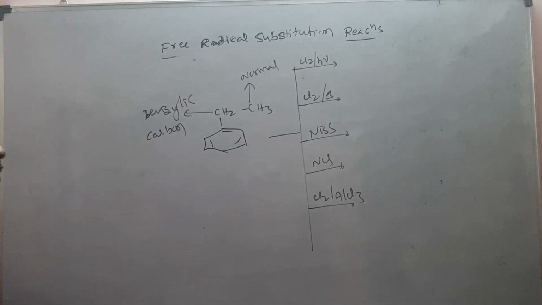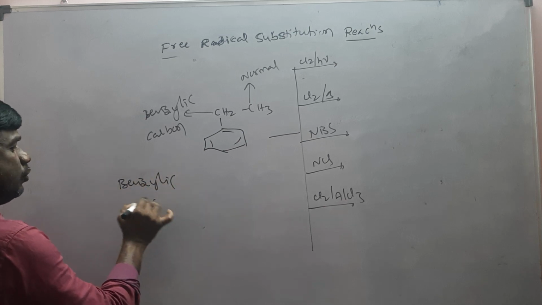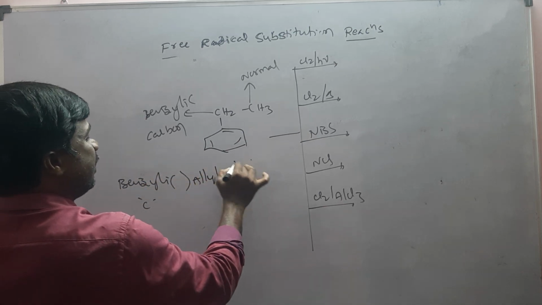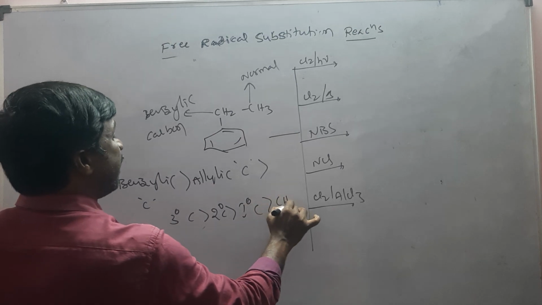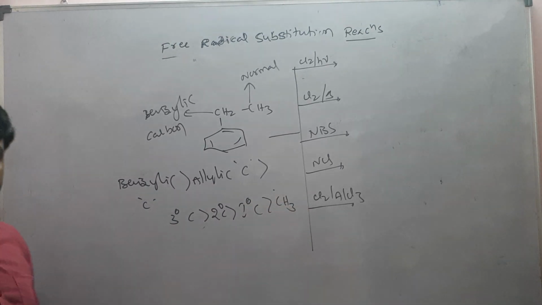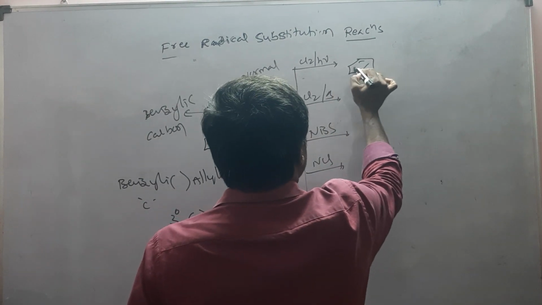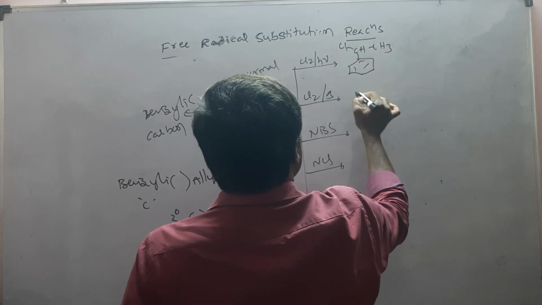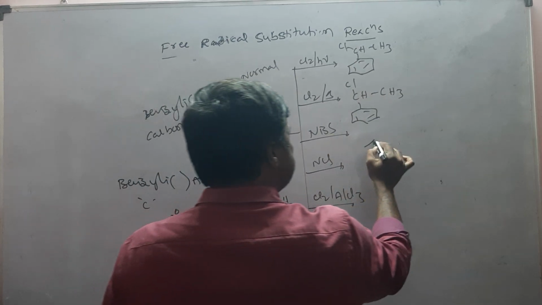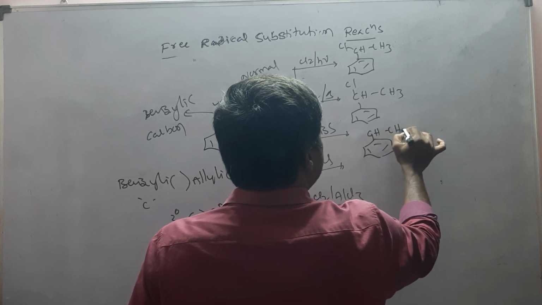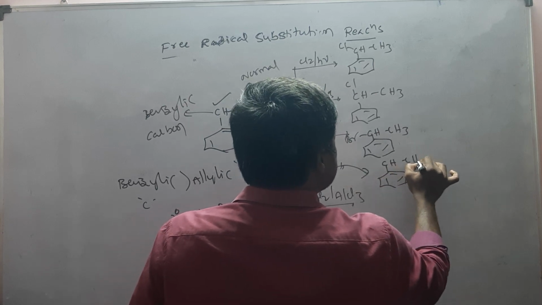For free radical substitution, the reactivity order is: benzylic carbon is more reactive than allylic carbon, then tertiary, then secondary, then primary, and the least reactive is the methyl free radical. According to this order, the benzylic carbon is most reactive, so the hydrogen is replaced by chlorine, giving CH(Cl)CH3 on the benzene. Similarly, NBS, a brominating reagent, gives CH(Br)CH3, and NCS gives CH(Cl)CH3.